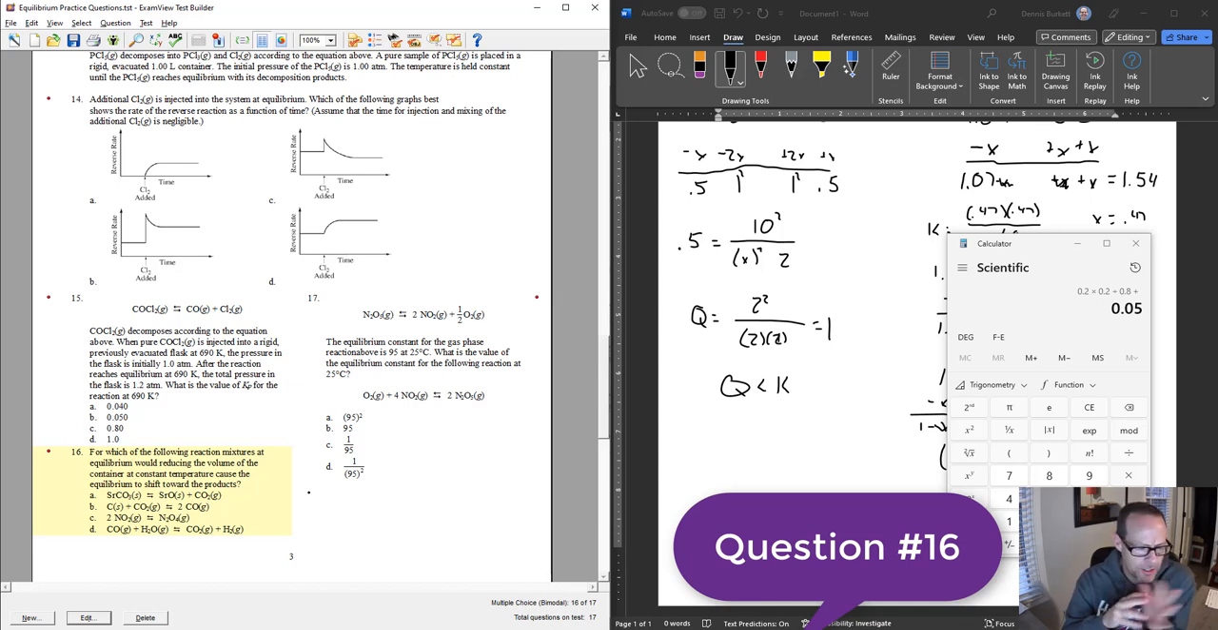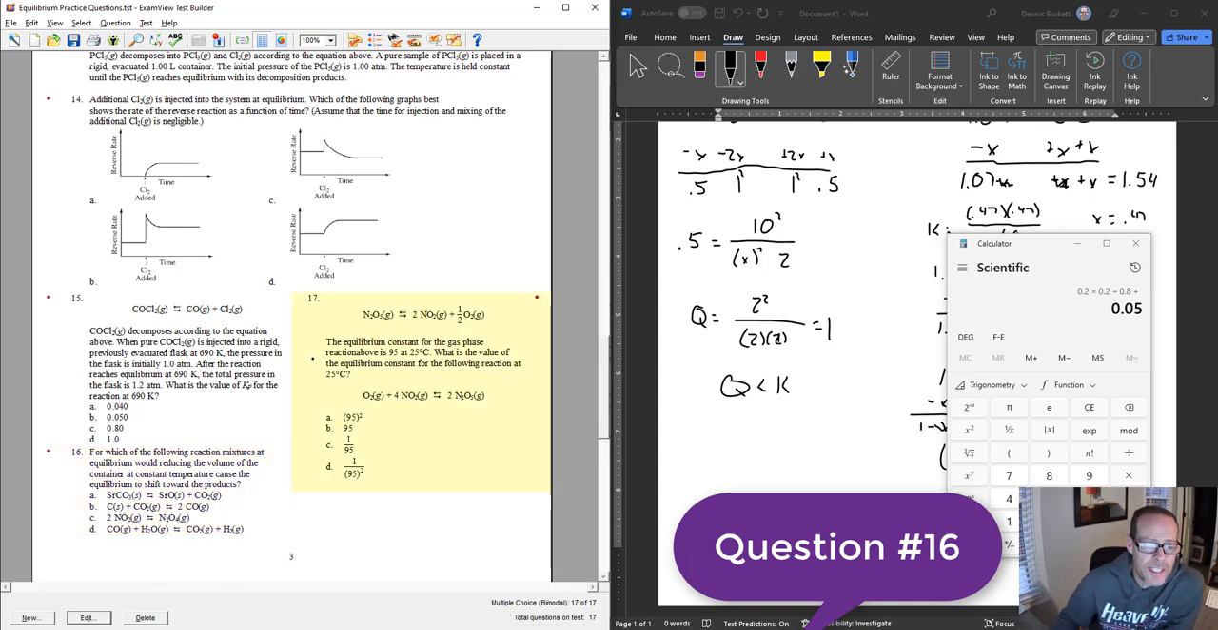Next one, I've got a solid and 1 mole of gas on the reactant side, 2 moles of gas on the product side. If I make my box smaller, it's going to shift from 2 moles of gas to 1 mole of gas, so it's going to shift to the left again. C looks like my winner. I've got 2 moles of gas on the left, 1 mole of gas on the right. If I make my box smaller, it's going to shift to the right-hand side, because 1 mole of gas takes up less space than 2 moles of gas. So C appears to be good. Let's look at D. D has equal moles of gas, so it's not going to shift either way. So letter C.